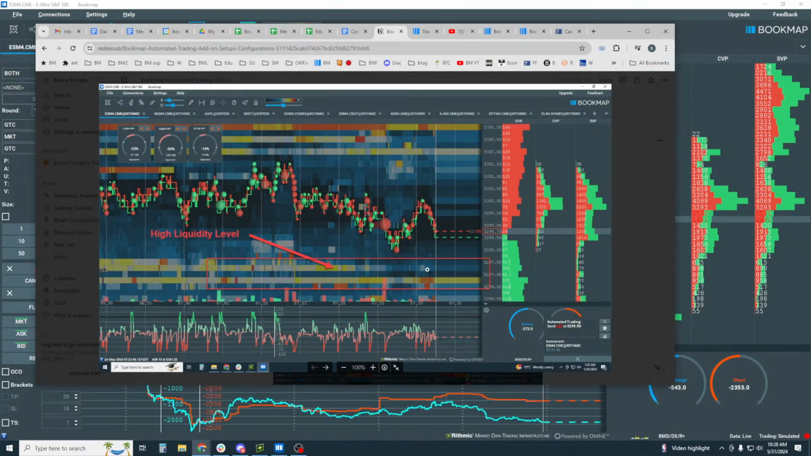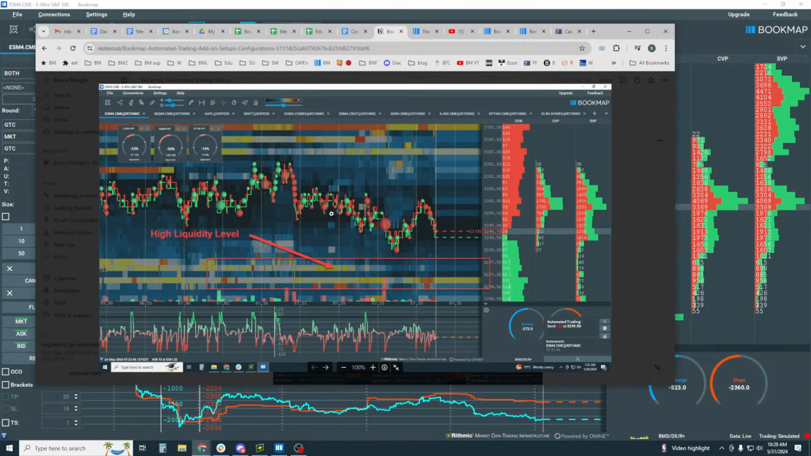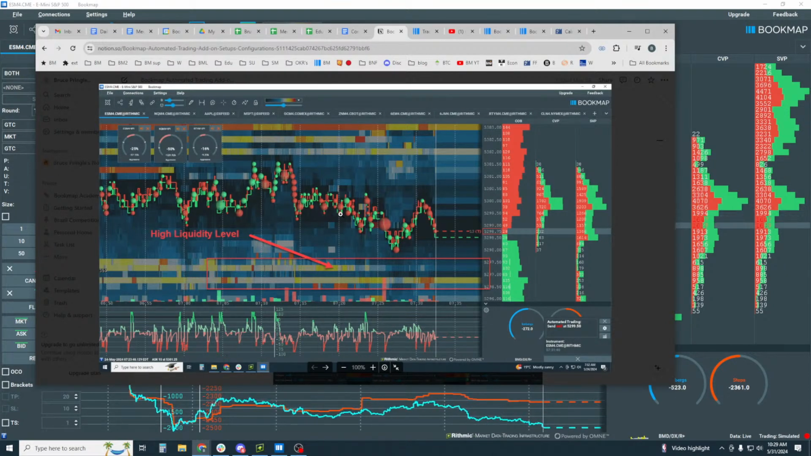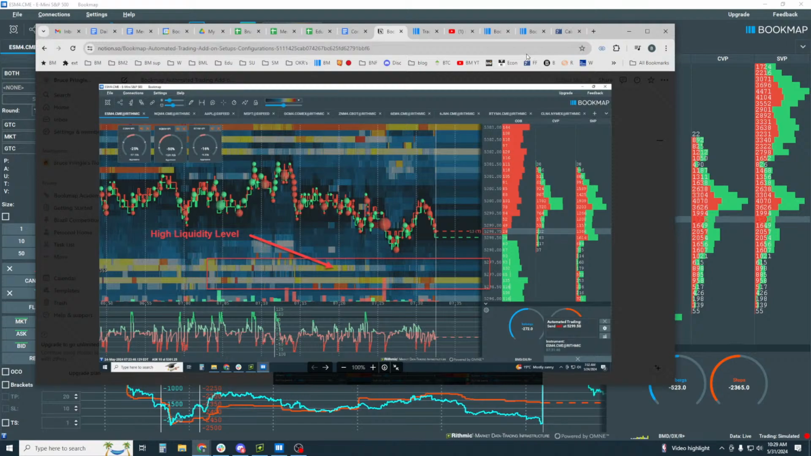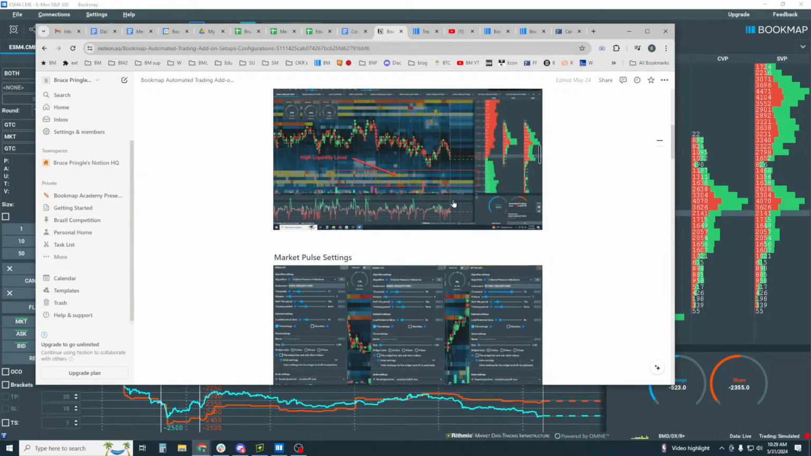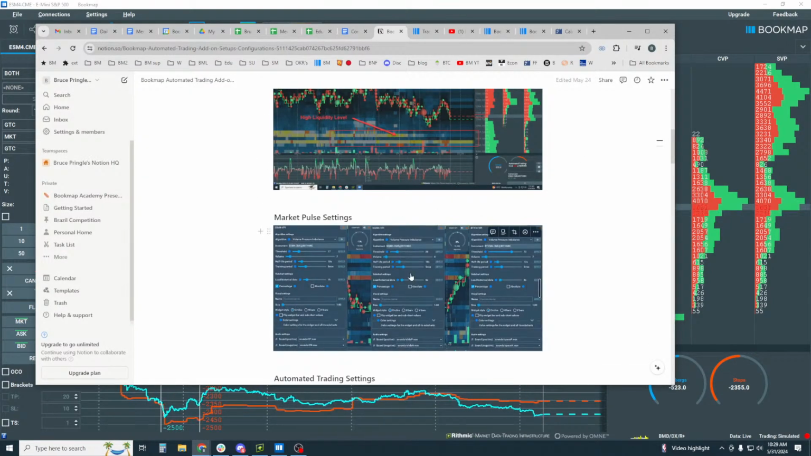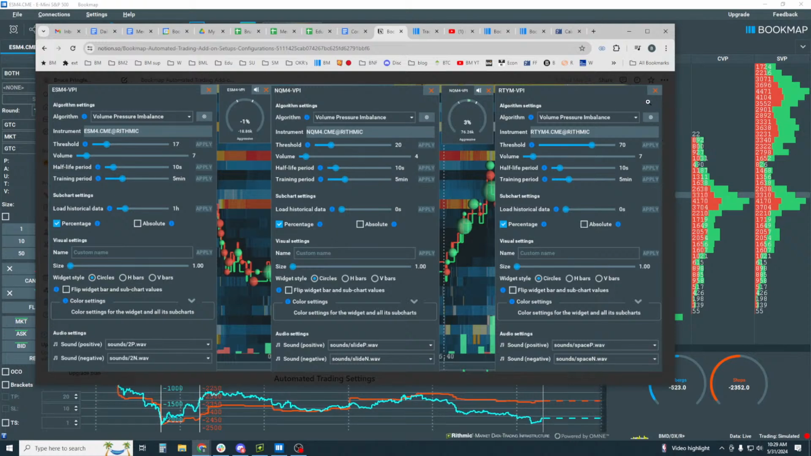Now, it's the opposite of what a lot of people are doing, using the volume pressure imbalance as a fade trade. Okay, this one is different. This is a momentum trade. So we're looking for that momentum to kick up and to carry it into high liquidity. All right, so that's the scenario. We've got all the settings in here, etc.